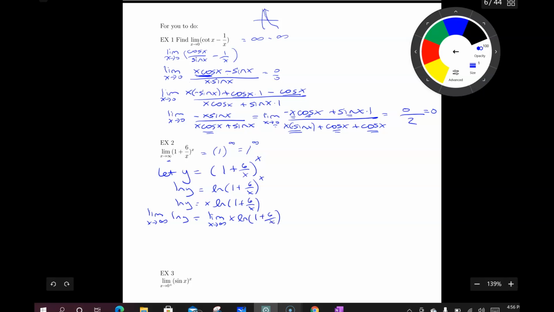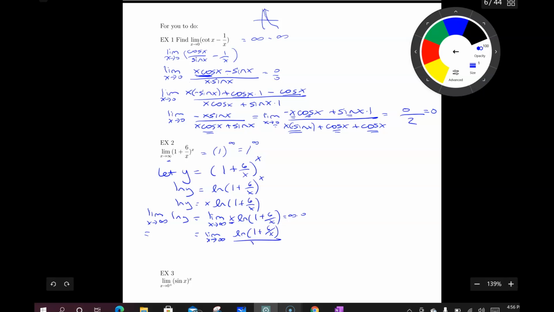Okay, so this side I'm going to pause on. Just let it sit for a second. Now here, if I plug in infinity, I get infinity times ln of 1, which is 0. Infinity times 0, I have to put one of them in the denominator. This will almost always happen. So let's put one of them in the denominator, not the ln, correct? Do not put the ln in the denominator.